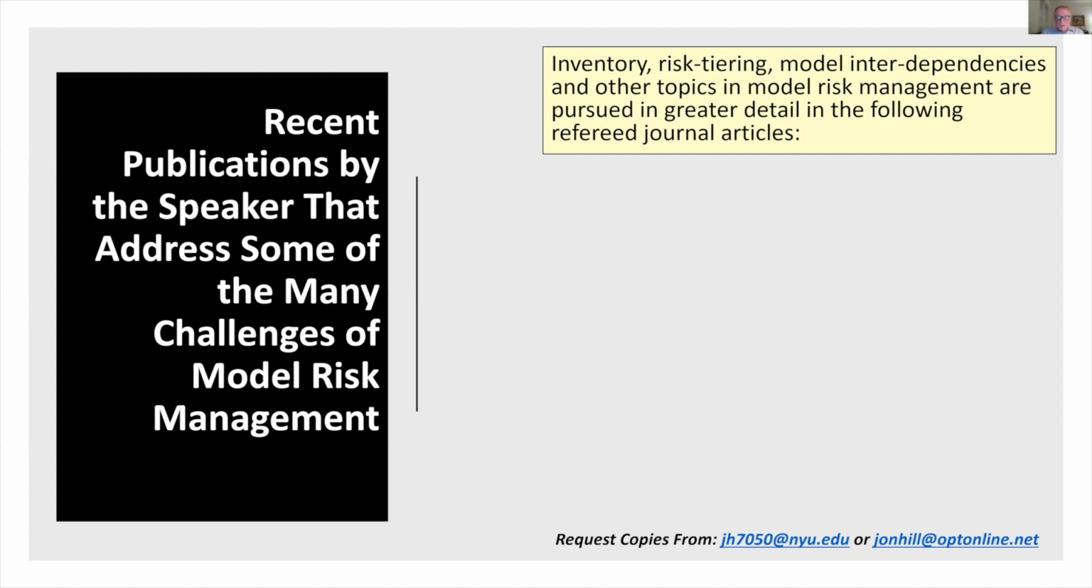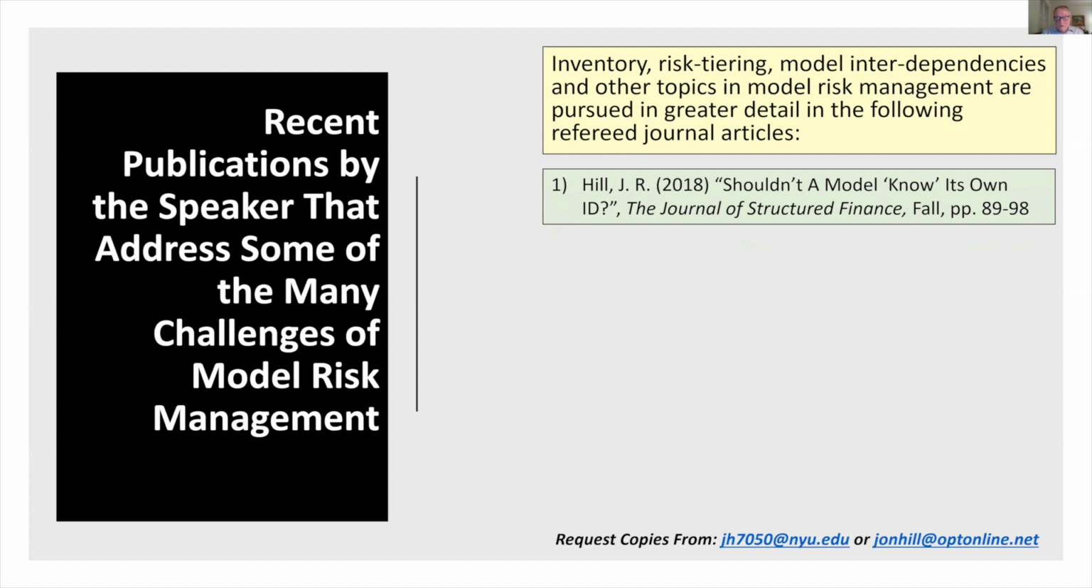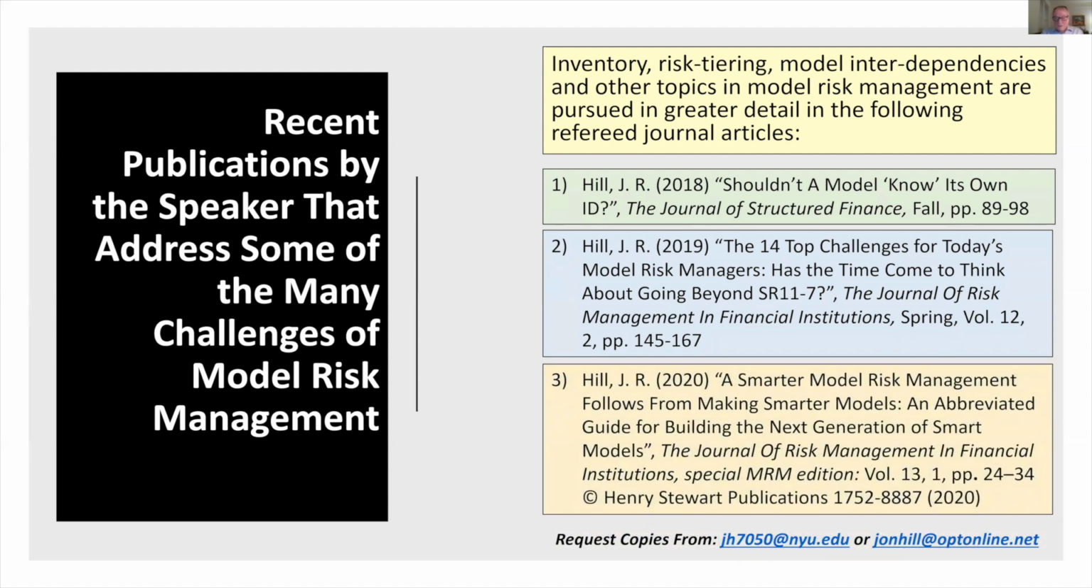So I'm just going to quickly go through some recent publications. The one I just showed you, my first paper, is called Shouldn't a Model Know Its Own ID? where I proposed the idea that model ID should be embedded in the source code, and it's going to solve a lot of problems if we did this. Second paper, I survey the field of the top challenges for today's model risk managers. And this last paper is what this presentation is based on, published in the Journal of Risk Management and Financial Institutions. I can provide copies of these papers to anyone who's interested by using either of the email addresses you see below. So, questions, answers, and discussion.